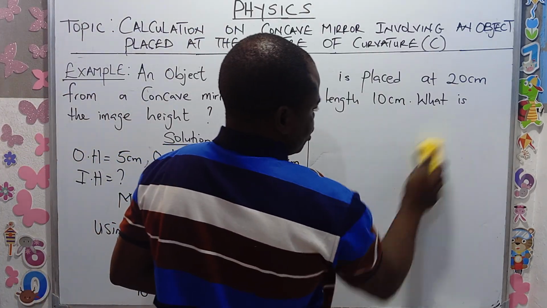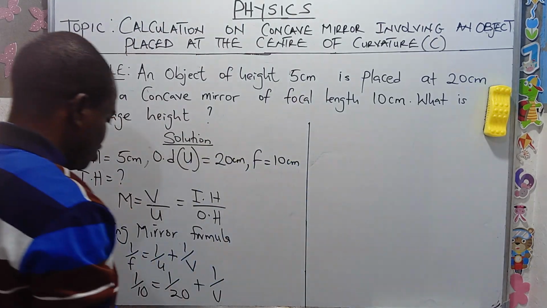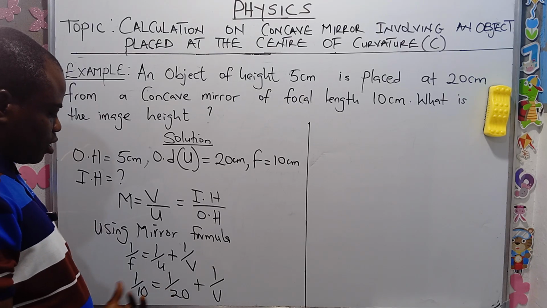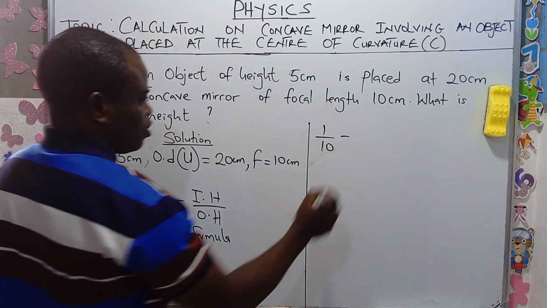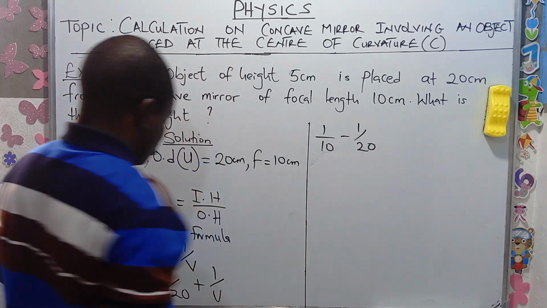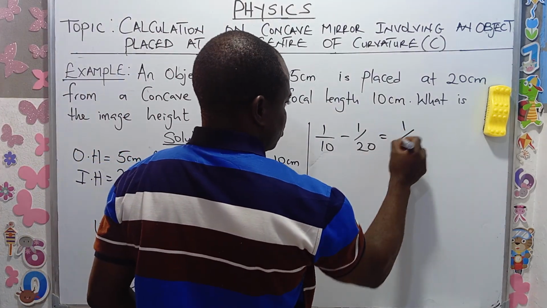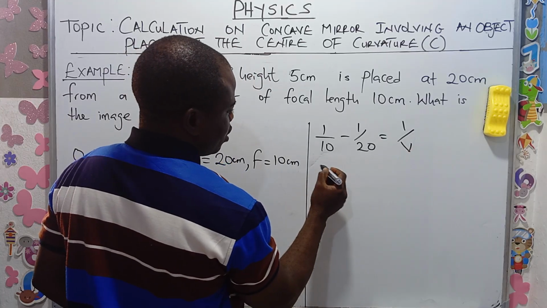I'm going to still draw the diagram, but let's finish the calculation. Now, collect the like terms. Let's take 1 over 20 to the left hand side: 1 over 10 minus 1 over 20. 1 over 20 is positive, but when it crosses the equals sign it turns negative, equals 1 over v. Now you can take 1 over v to the left hand side.